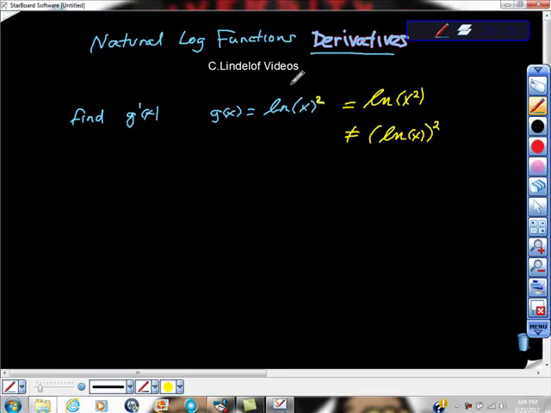If they meant the square of ln of x, they would have to show you this in a different way. And that is to say, they'd have to quantify it this way. All right? So here we go. Let's work with this a little bit now.